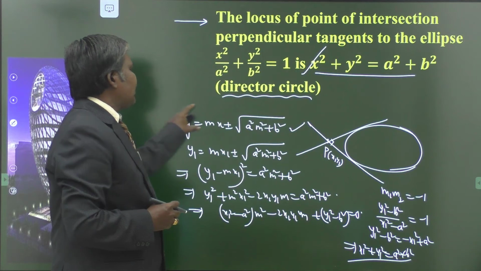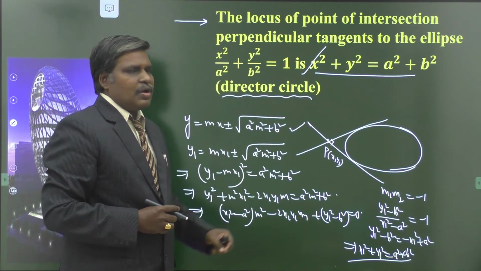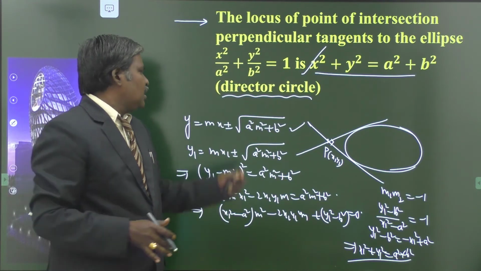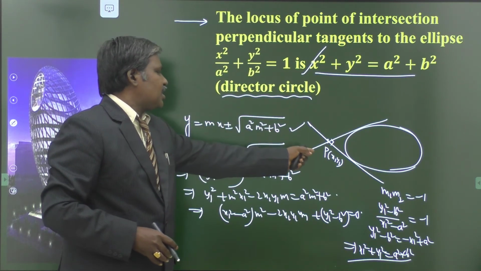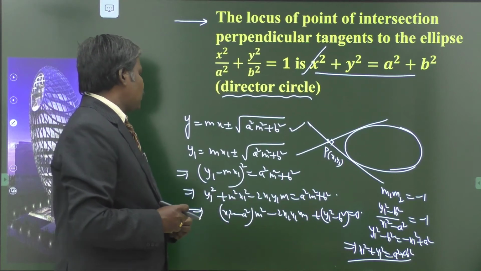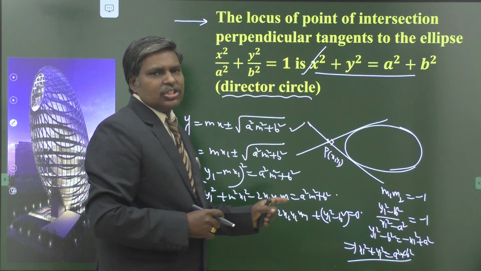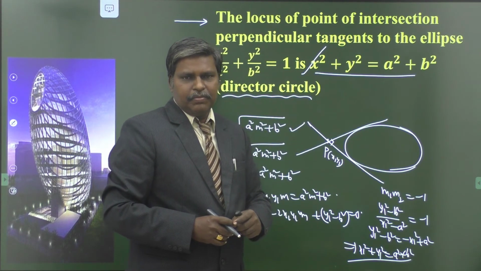You have to take any general tangent to the ellipse. Let P(x1, y1) be the point of intersection of perpendicular tangents. If it is one of the tangents, then that tangent must satisfy the point (x1, y1). Immediately we have a quadratic equation in m. It has two roots m1 and m2. These are the slopes of tangents through this point P(x1, y1).